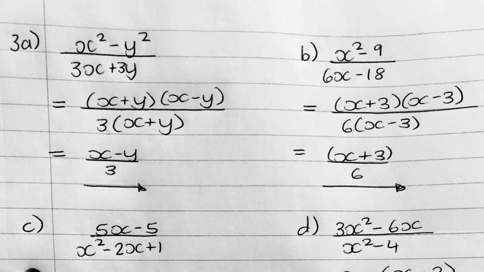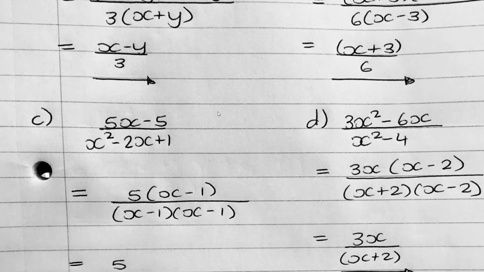and I'm just left with this bracket, x minus y over 3. B, again I've got difference of two squares here, so I'm going to have x plus 3, x minus 3, because I square root both of the terms. And then the denominator, you can take out a 6 as a highest common factor, so if I divide through by 6, I'm left with 1 times x minus 3. The x minus 3's cancel, and I'm just left with x plus 3 over 6. Don't cancel the 3 and the 6 because I've got two terms in my numerator. Anytime you've got two terms in the numerator, you can't just try and cancel numerators with denominators.